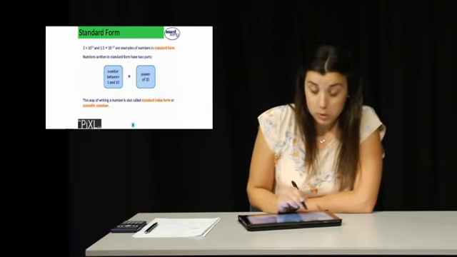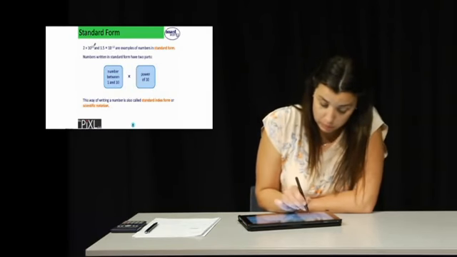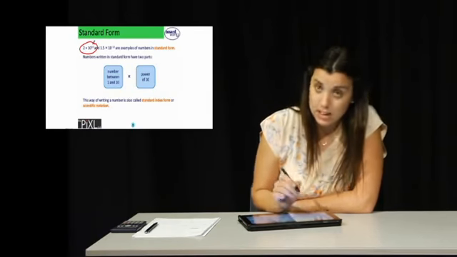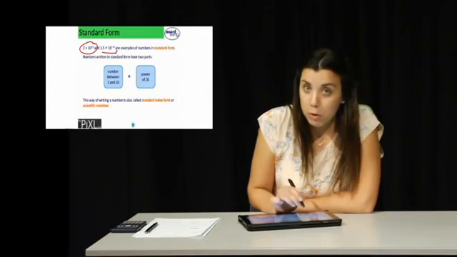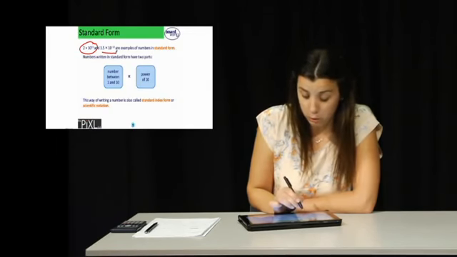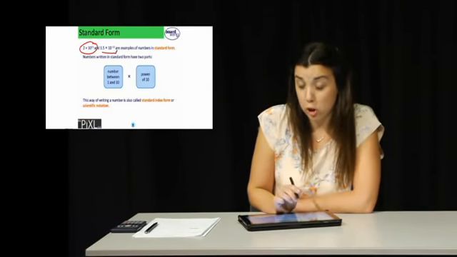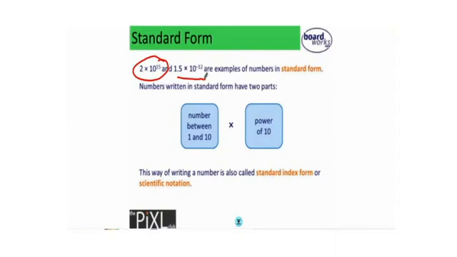So, the first 2 numbers we have here are examples. 2 multiplied by 10 to the power 15 and 1.5 multiplied by 10 to the negative 12. Both of these numbers have been written in standard form. As you can see, there are 2 parts. First, here, the number between 1 and 10.